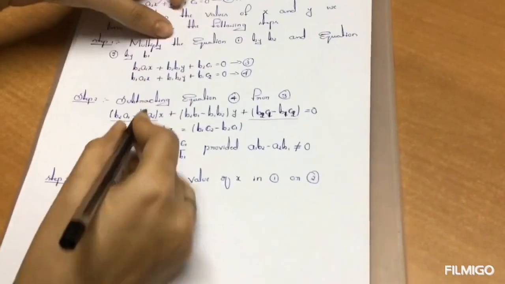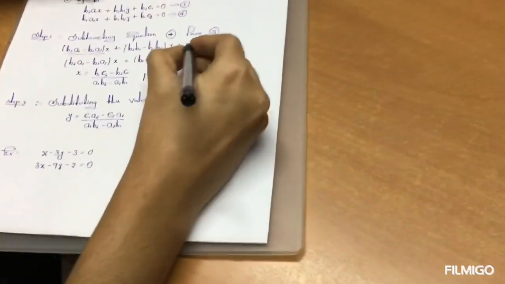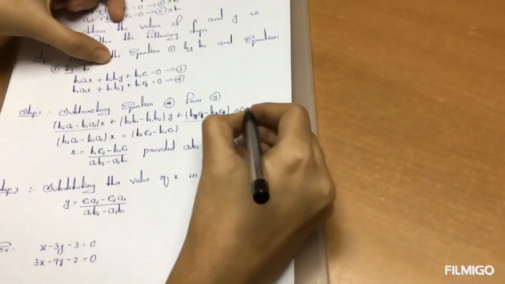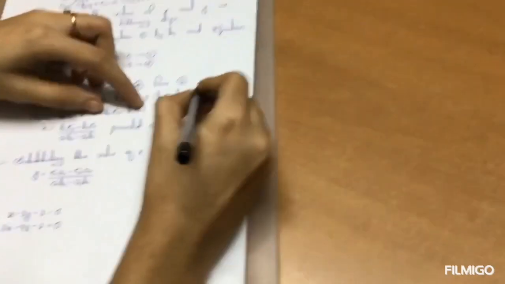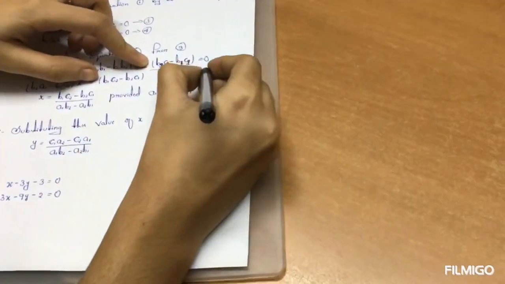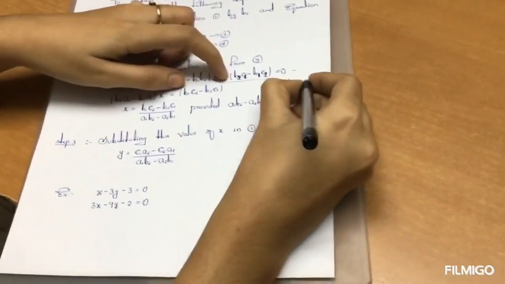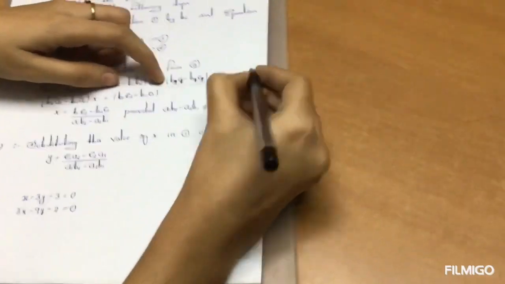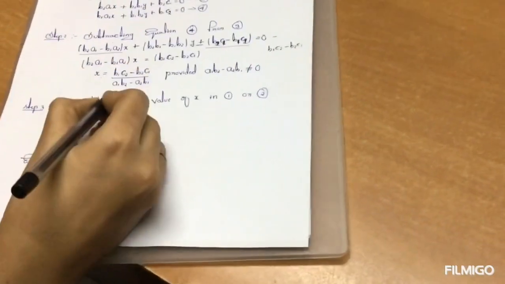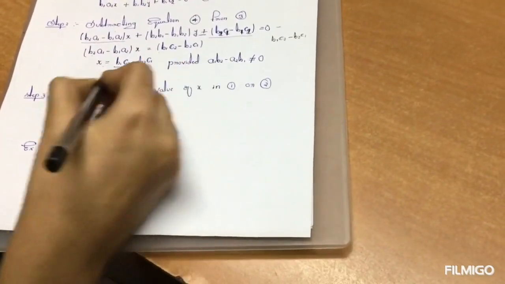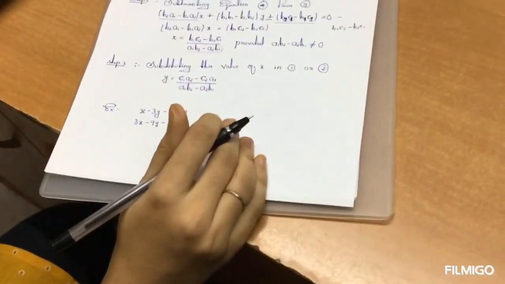So (b2a1 minus b1a2) of x is equal to b1c2 minus b2c1. Why did I take it like this? If I take this whole term to the other side, my plus sign changes to minus sign. To cancel that minus sign, we take minus common. When we take minus common, it becomes b1c2, the negative sign becomes positive and the positive sign becomes negative, that is b2c1. That's why I took it like this. So x is equal to (b1c2 minus b2c1) by (b2a1 minus a2b1), provided this should not be equal to 0. If it is equal to 0, then we will get an indefinite value.